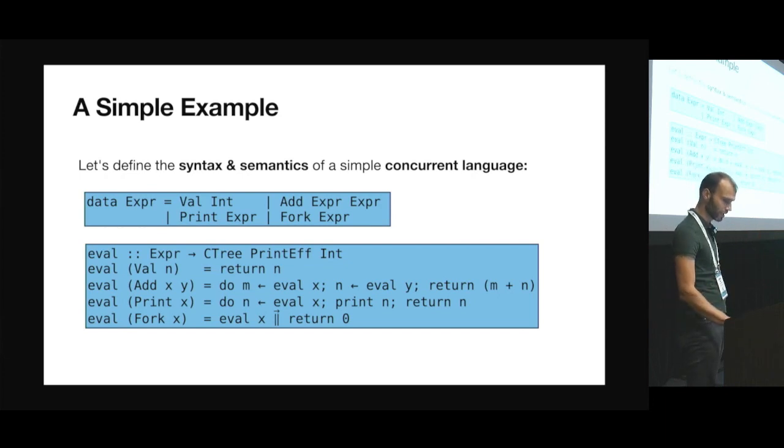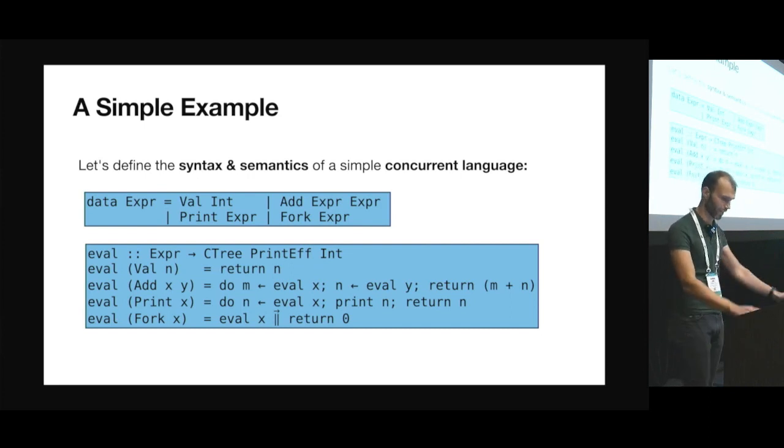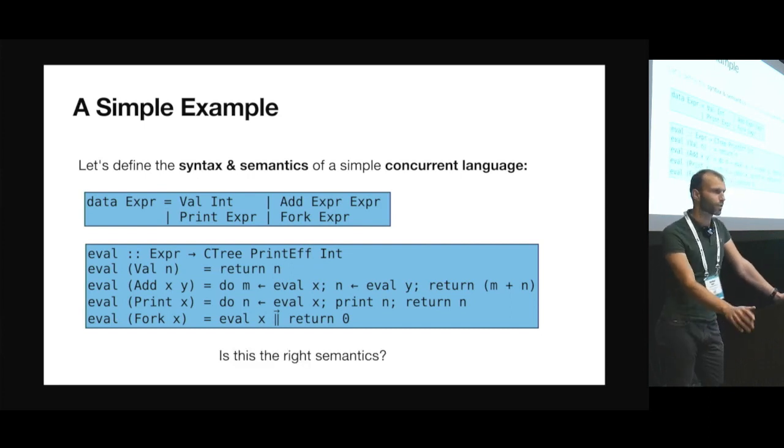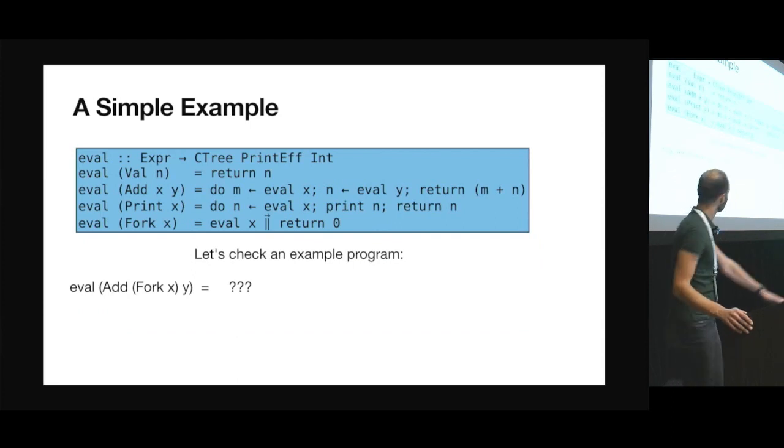And then here at the bottom, we have that the print statement simply evaluates the expression x and then prints the resulting integer. And then interestingly here, the fork, where the actual parallelism happens. So what happens here is the fork just returns 0, right? But in parallel, it evaluates the expression x. Right? So this is our semantics, very compactly defined using choice trees. But then the question is, is this actually the right semantics? And as it turns out, it's not. So if we look closer and check a very simple example here, add (fork x) y, and see how this works, and compare with what we would expect the semantics of this to be.